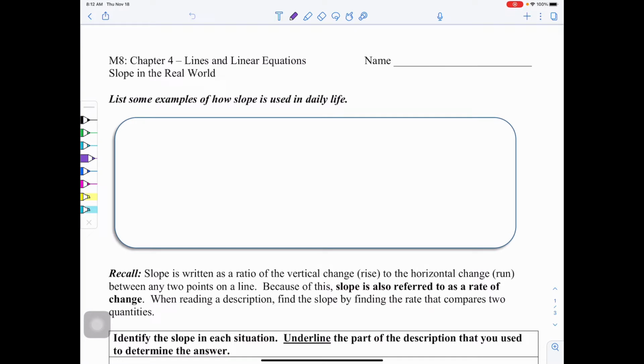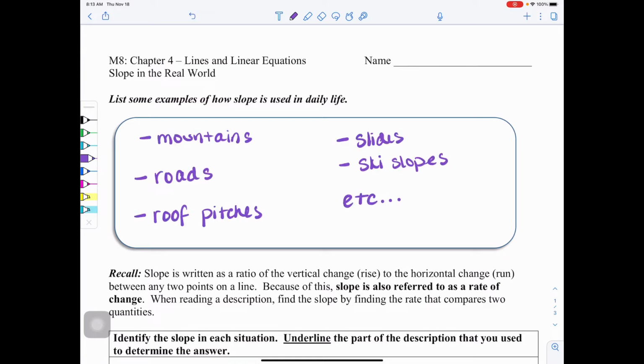So if you would, please pause the video and brainstorm some examples of how slope is used in daily life on your own. Then resume the video to see some examples that we came up with. Okay, now that you've had a chance to brainstorm on your own, here are some examples that we have.